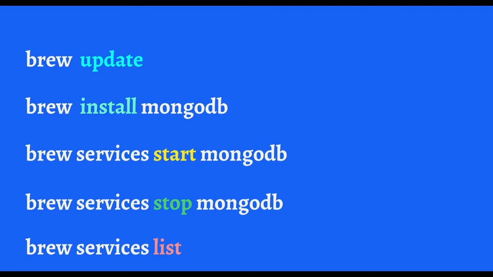So just remember these 4 simple commands: brew update, brew install MongoDB, brew services start MongoDB, and brew services stop MongoDB. And if needed, you may use this command also, that is brew services list, which will give you the list of services running.